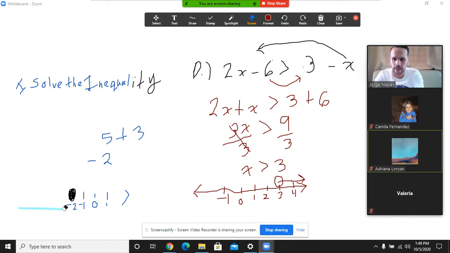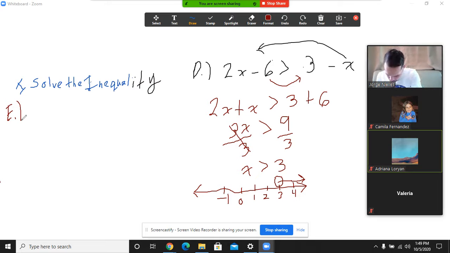Okay, let's go to E. Let's go to problem E. It's also with variables on both sides of the inequality. The example E says, I got 5 minus 8x, less than or equal to 19 minus 10x.